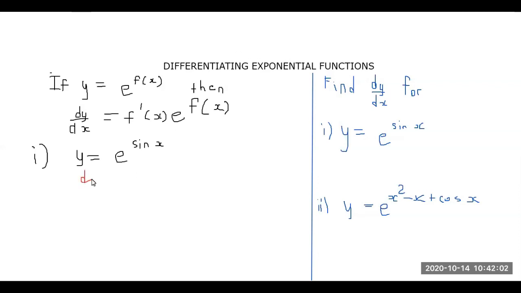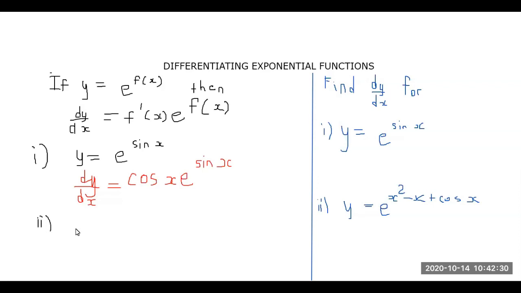And so what you get then is dy by dx is equal to the derivative of sine x, which is cos x. And then you multiply it back by, of course, e to the sine x. And so that's how you differentiate an exponential function. Let's look at the second example. It seems to be a little more complex.